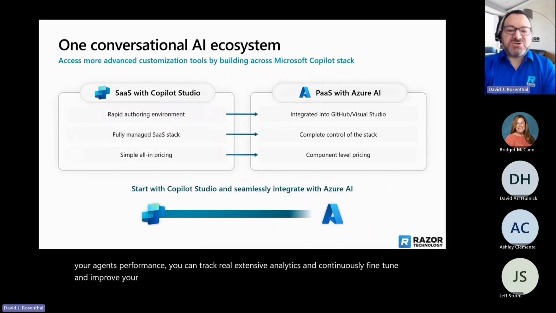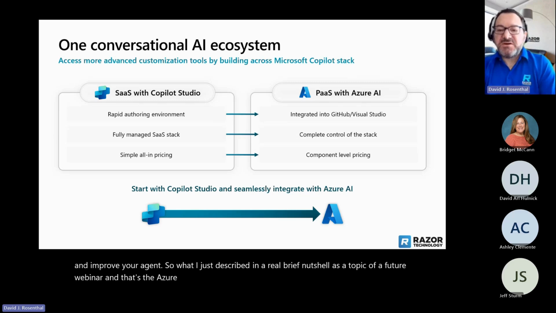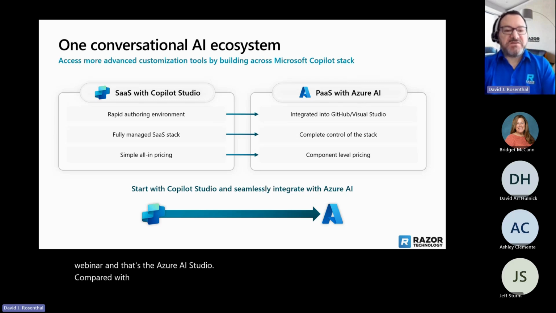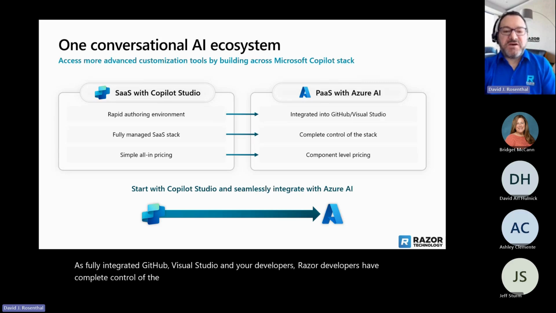So what I just described in a real brief nutshell is a topic of a future webinar, and that's the Azure AI Studio compared with what we've been talking about today, the Copilot Studio, right? Azure AI Studio is fully integrated with GitHub, Visual Studio, and your developers, Razor developers, have complete control of the entire development stack.